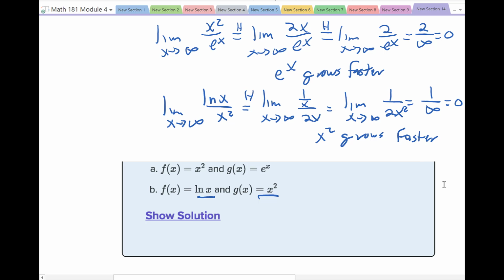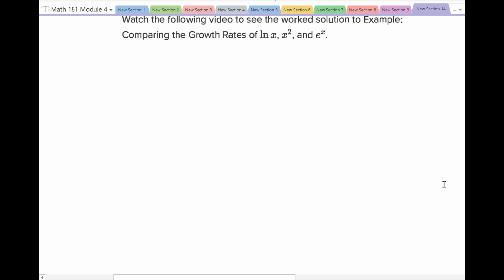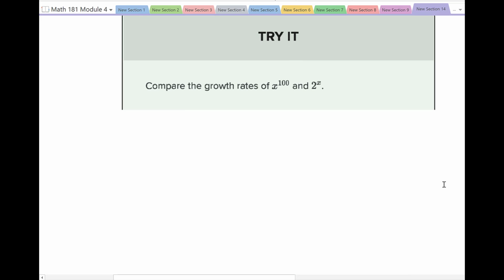And there's one more example to look at here. Compare the growth rates of x to the 100 and 2 to the x. If you were to graph these, you'd see that x to the 100 takes off immediately, and the 2 to the x might be doing this. But down the road, they would, well, I don't want to give away the secret.